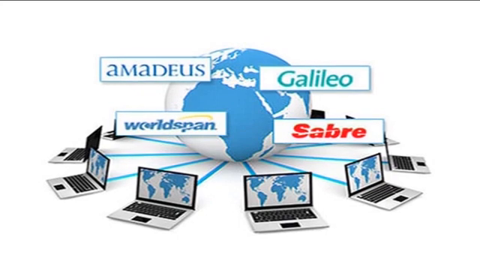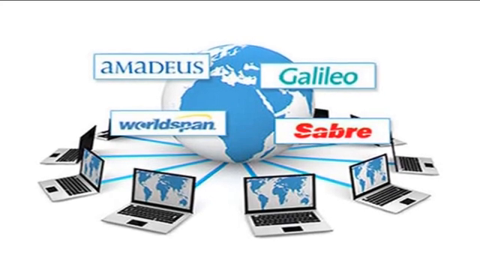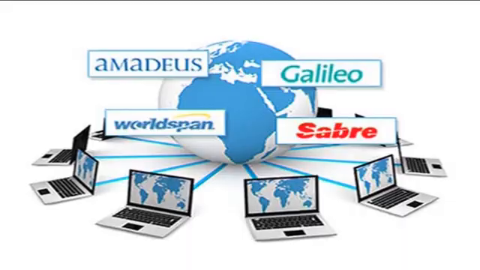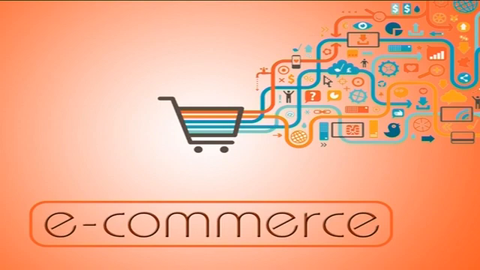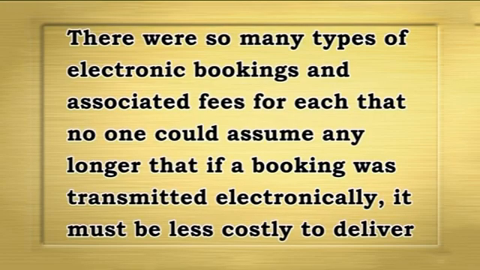In response to this change, the GDS companies started to acquire sites with direct customer contact so that they could join the rush to dominate the new internet channel before the old GDS technology was eclipsed by it. By 2005, the industry was well into e-commerce era. There were so many types of electronic bookings and associated fees for each that no one could assume any longer that if a booking was transmitted electronically, it must be less costly to deliver.